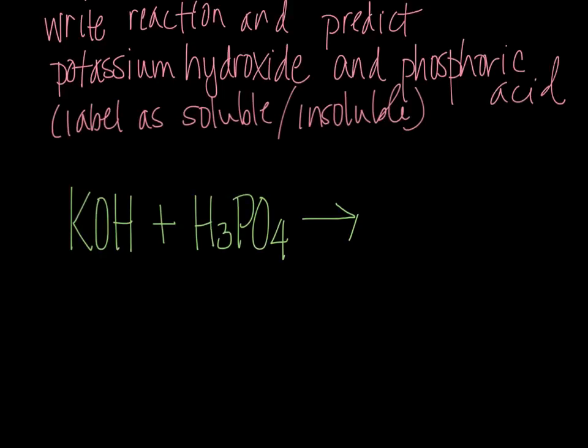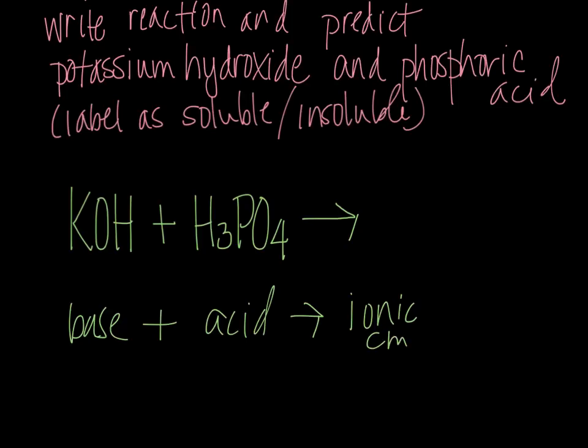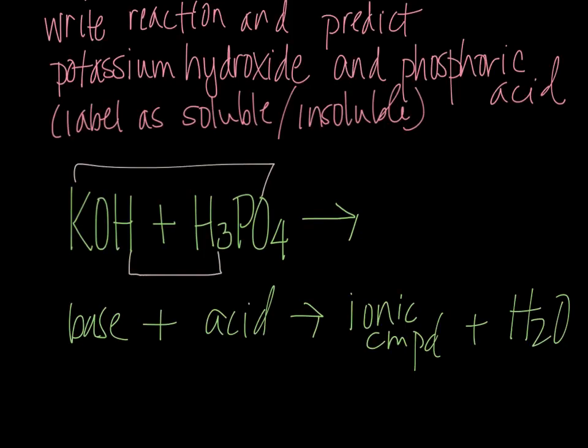This reaction, we have potassium hydroxide plus phosphoric acid. When we see that, we know that hydroxides are bases, and of course we know this is an acid. So remember, anytime we have acid plus base, we get an ionic compound and we get water. Just like on our double replacements, we get outside and inside going together. Our acid is going to give us a hydrogen, and our hydroxide is going to come from the base, and that's going to make our water.